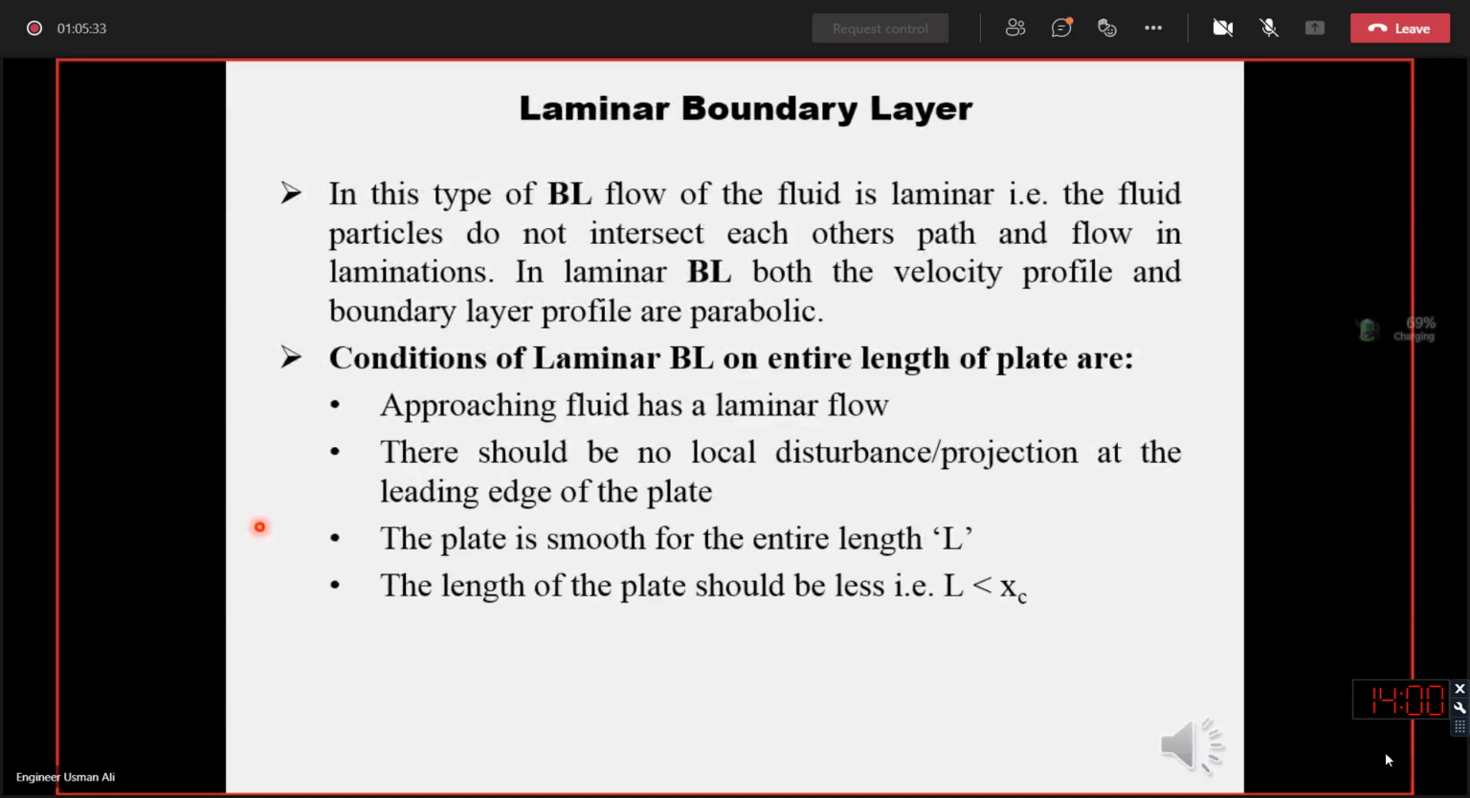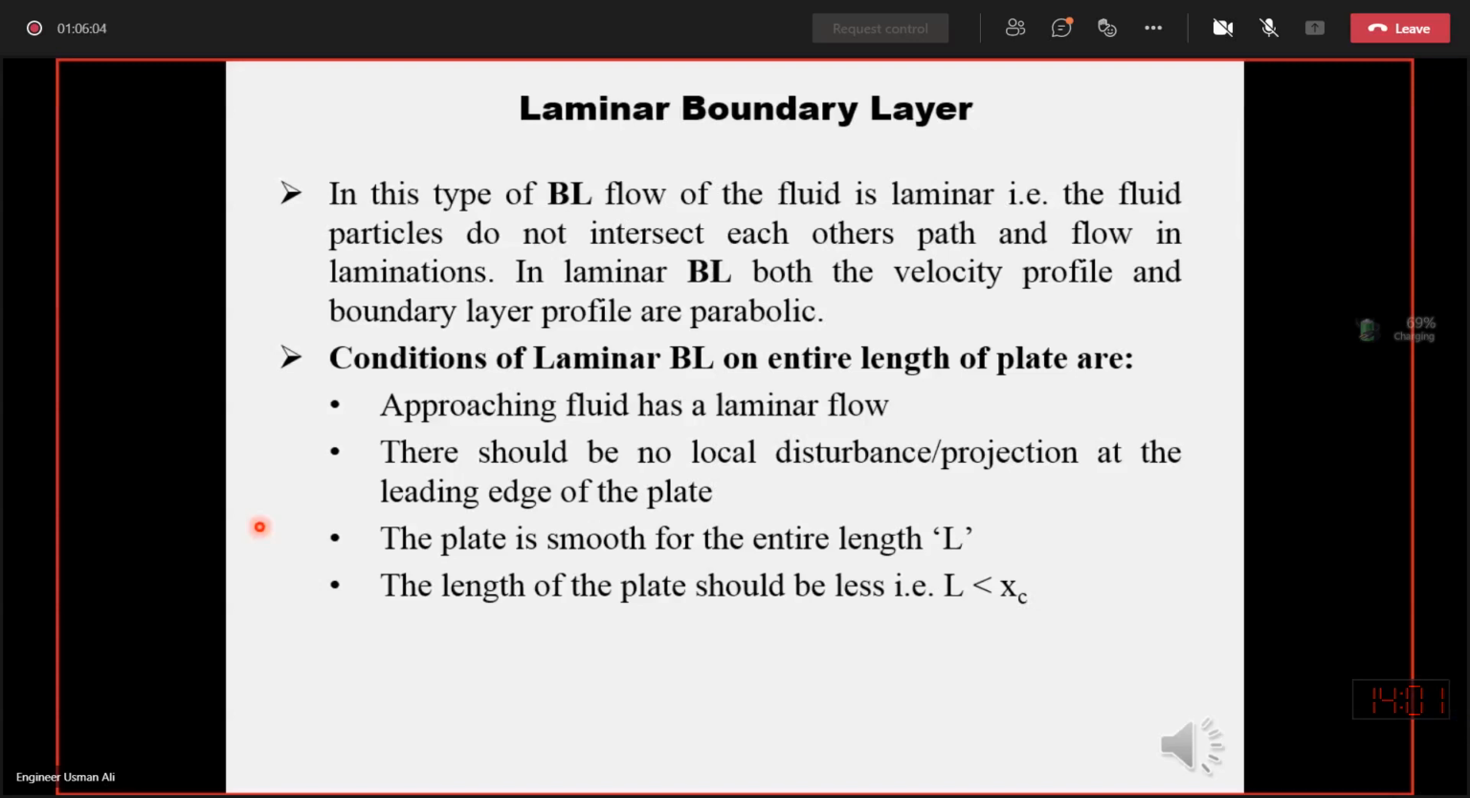In this type of boundary layer, flow of the fluid is laminar. What is laminar flow? Fluid particles do not intersect each other's path and the flow is in lamination. In laminar boundary layer, both the velocity profile and the boundary layer profile are parabolic. So if you see, this is a laminar boundary layer. These red lines show the path of the fluid particles, and if you can see, they follow a distinct path. They do not cross each other. So this is a laminar flow.